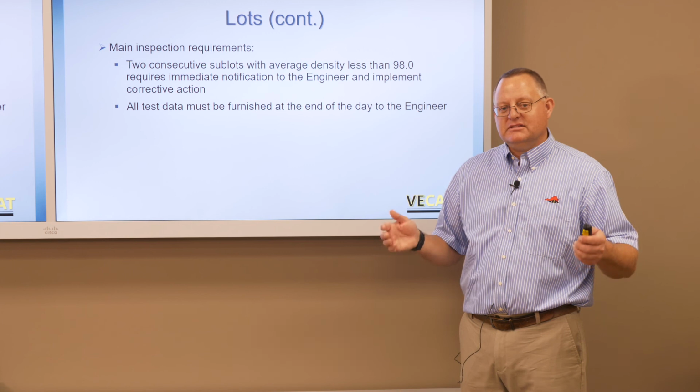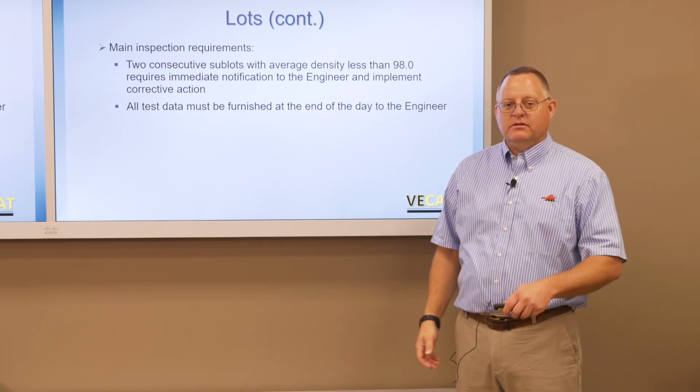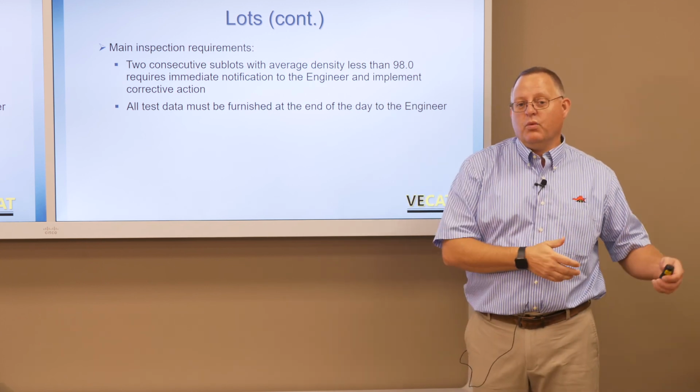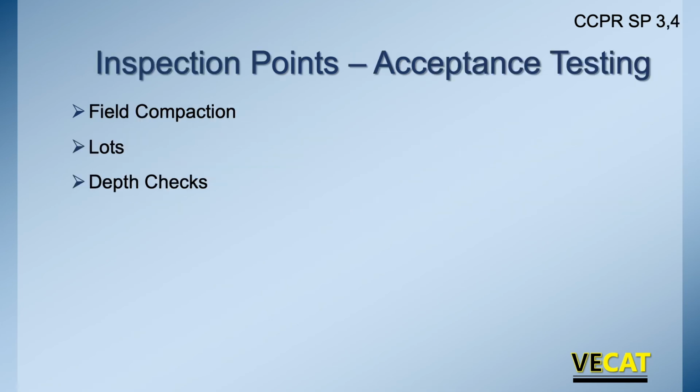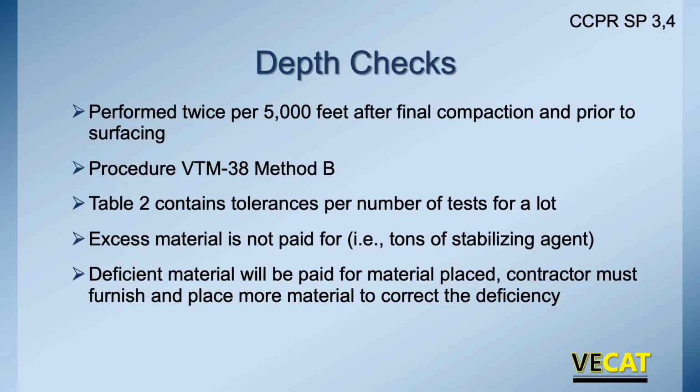But before you do those things and make that decision, stop, talk to your engineer, implement some corrective action, try to determine what is the cause of that failure, and continue on. And provide all that data to the engineer at the end of the day for acceptance and payment purposes. Depth checks, a little bit different than cold in place, more similar to what you see with base asphalt, just because we're not doing it in place where we're checking not only initial cut depth, but we're checking compacted thickness at the end, twice per 1,000 feet, no change from cold in place, still following VTM 38 Method B. No change. Table 2 now contains those tolerances. We'll show that in a moment. How we pay for excess material as well as deficient material, really no different.